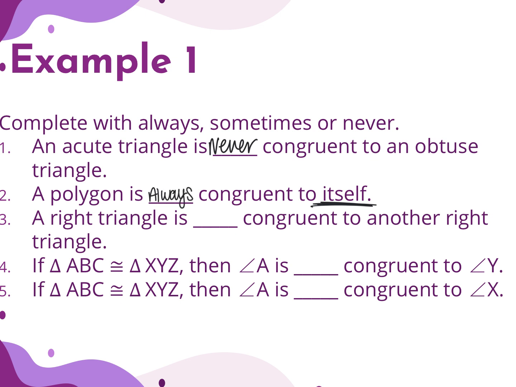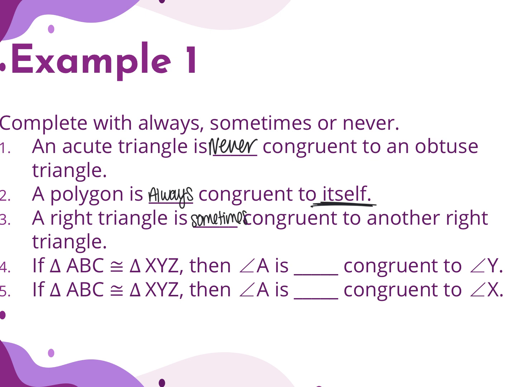A right triangle is blank congruent to another right triangle. Think about this one. Good. This is sometimes. Keep in mind, the right angle of a triangle is only one angle. The other two can be different numbers, but they can sometimes be the same. So this is sometimes.